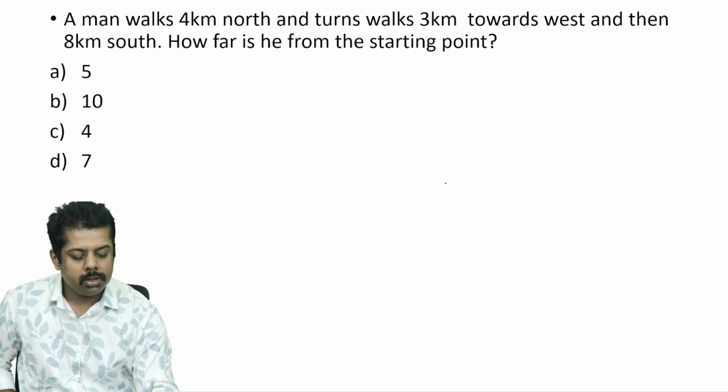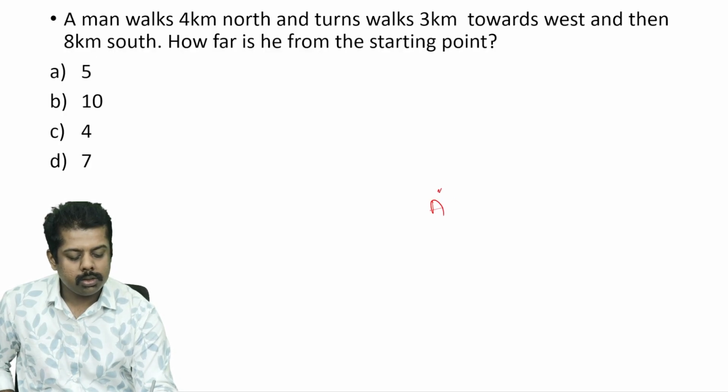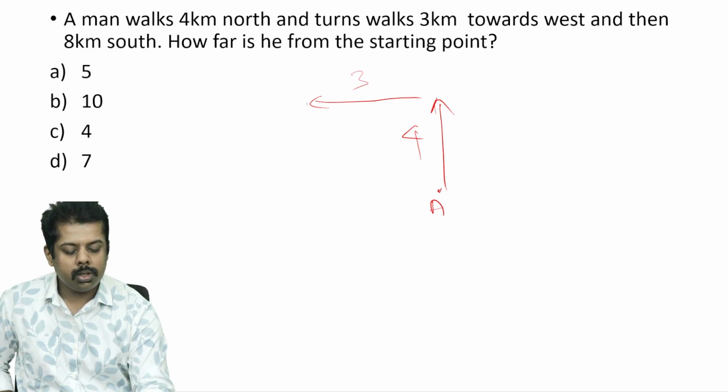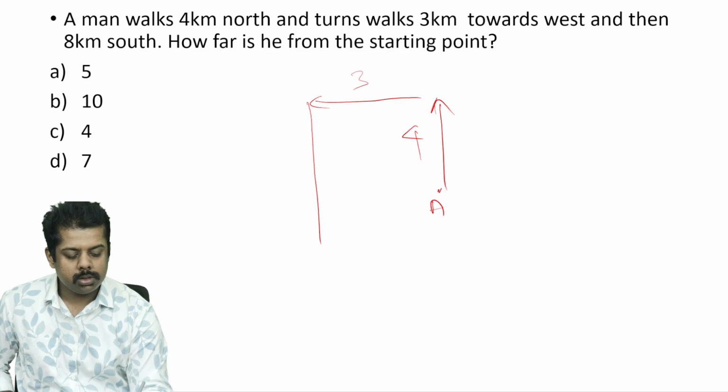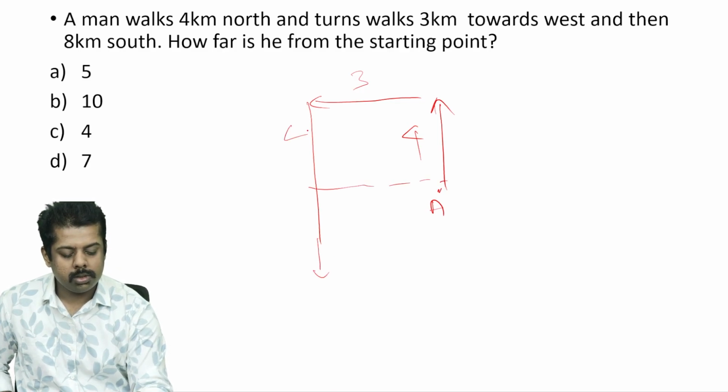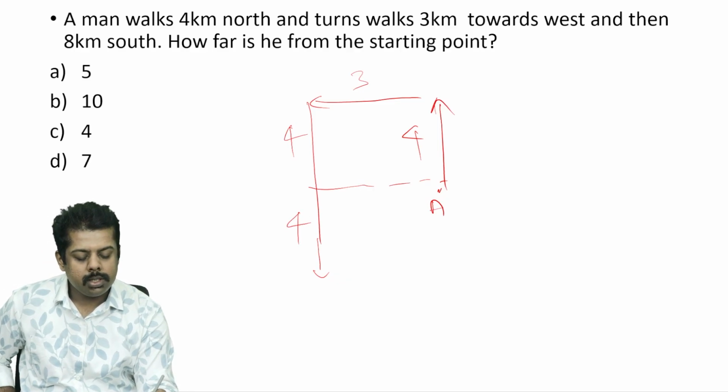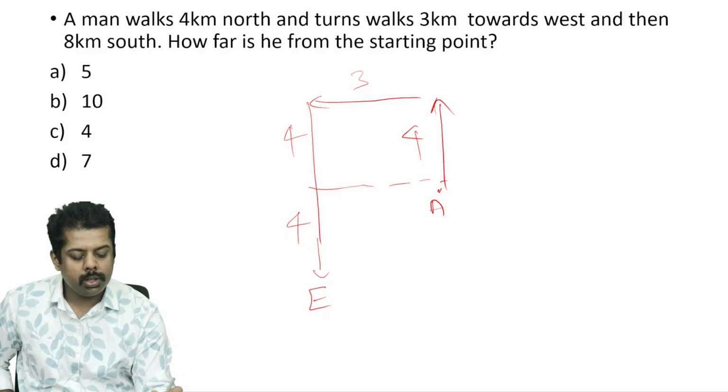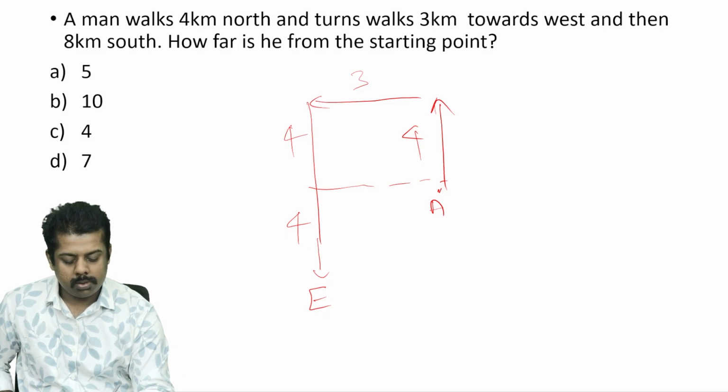Now here a man is first going 4 kilometers north. Now he walks to the west and covers 3 kilometers. Now he's going south and going to cover 8. This is 4 and this is 4. Now how far is he from the starting? So this is the ending point. This is the starting point. So we can go for the shortest distance itself.